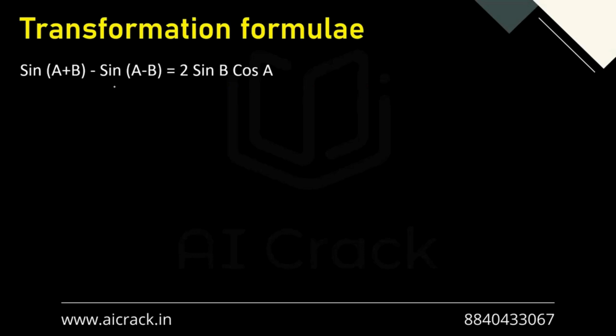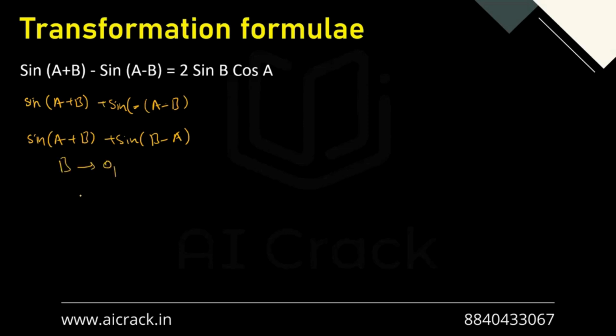But regardless that we can prove it with the brute force method, what we can do over here, we can write this as sine of a plus b plus sine of minus of a minus b, because we know that sine of minus theta is minus sine theta. So we did the reverse transformation over here. We did sine of minus a minus b. So that actually becomes sine of a plus b plus sine of b minus a, right? Now let's replace b with theta 1 and a with theta 2. Okay. Now b is theta 1 and a is theta 2. So what we are getting over here is sine of theta 1 plus theta 2 plus sine of theta 1 minus theta 2.